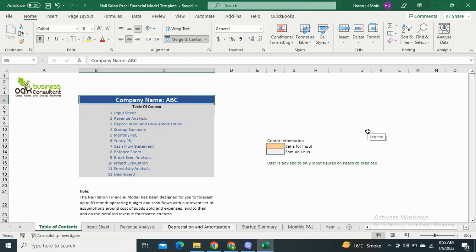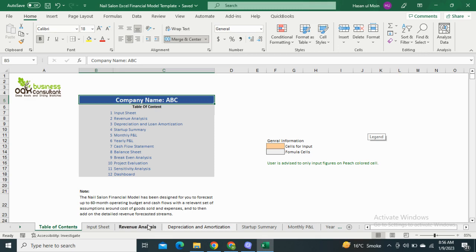Today, the Org Business Consultants are back with another financial model, which is the Nail Salon Excel Financial Model. This model will assist nail salon owners to analyze, forecast, and visualize their financial performance. So starting with the model, first we have the table of contents, which represents the input sheet, revenue analysis, financial statements, and other financial metrics to fulfill your business needs.